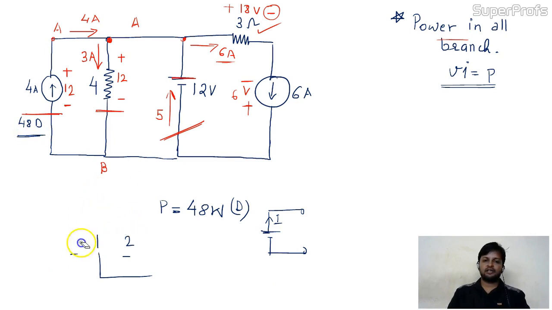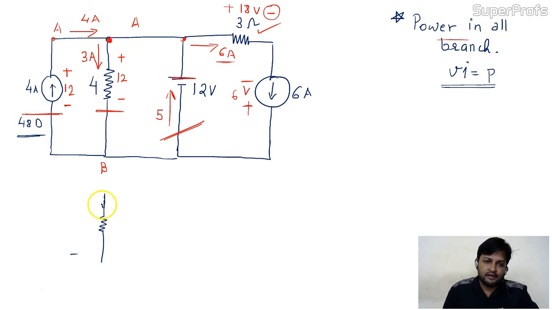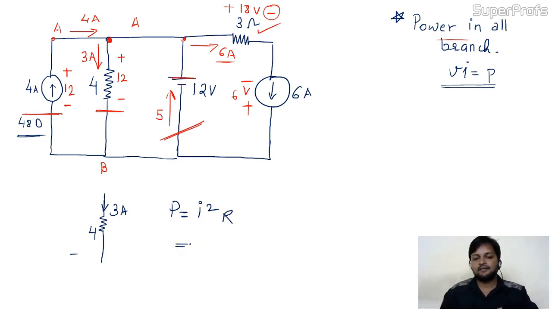Okay. Now come to the next branch, the next element actually. Now the next one is this 4 ohm resistance. In the 4 ohm resistance, the current is 3 ampere. We discussed the power is nothing but I square R. Is it okay? 3 types of formulas we discussed there: I square R, V square by R and VI.